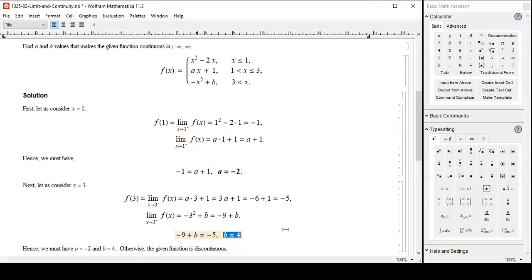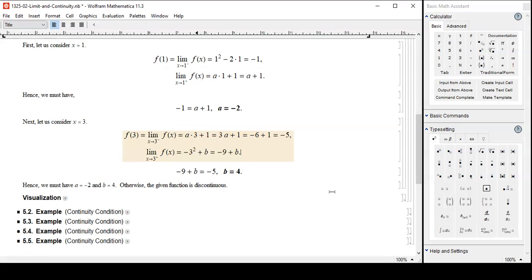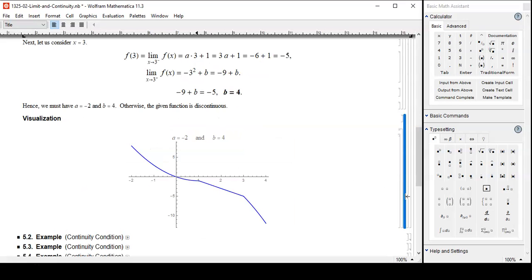Why didn't I make it bold? So a is -2 and b equals 4. Otherwise, the function has to be discontinuous. By the way, in the third line, this is coming from the second line. In the second line, plugging in x equals 3, the a value here is -2 because we found it, and that's why we are getting -6 here. Eventually, we get this kind of visualization.